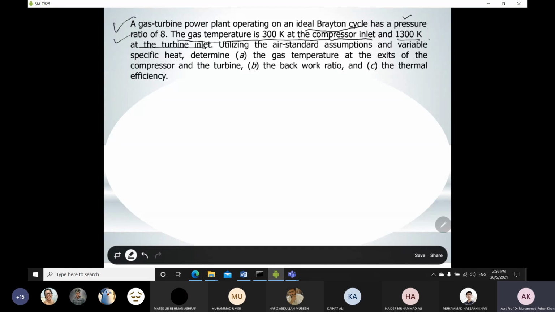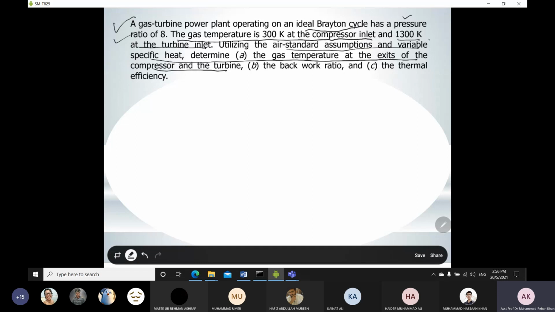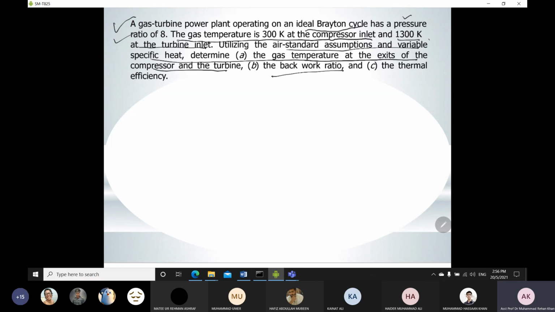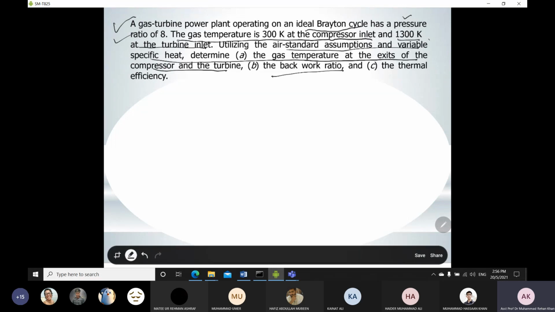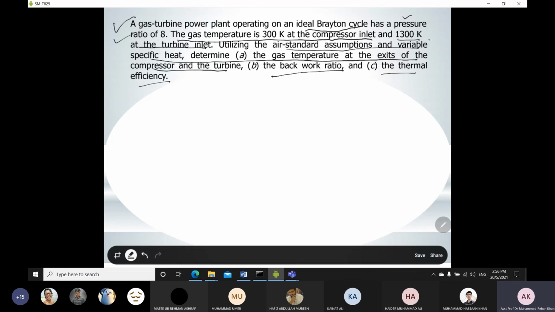Okay, so utilizing the air standard assumption and variable specific heat, determine the gas temperature at the exit of the compressor and the turbine. Okay, so we are interested to find the value of the gas temperature at the exit of the compressor. So exit of the compressor is at point number 2 and exit of your turbine is at point number 4. Okay, so back work ratio, we have to find the ratio of the work for the compressor to work for the turbine. And the thermal efficiency of the cycle. Okay, so this is the question, so you have to note down the data, then try to solve this.